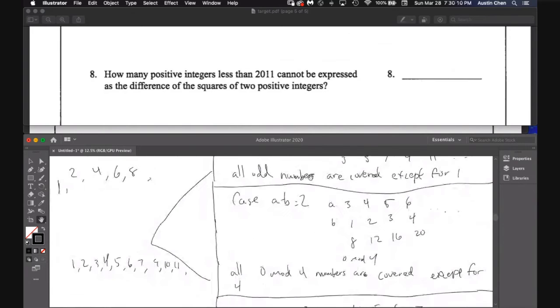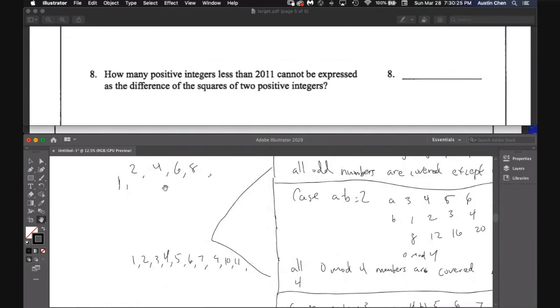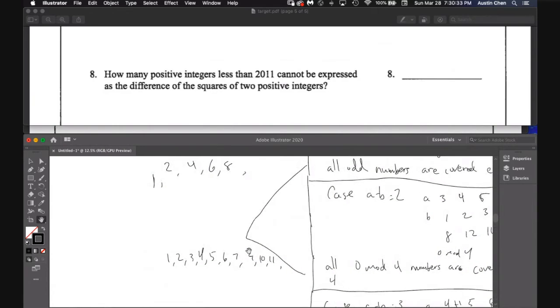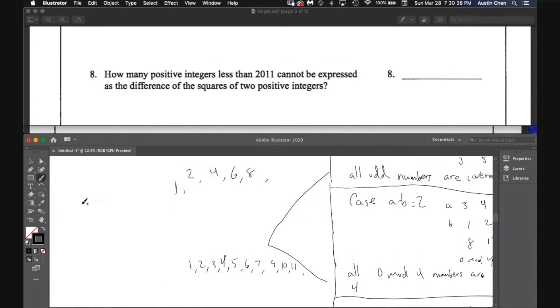Which means that we want a number that is not in both these sets. Which means that you want a number that is in the complement of each of these sets. So what is in the complement of both these sets? Well, we can see that's going to be 1, 2, 4, 6. It's not going to be 8.